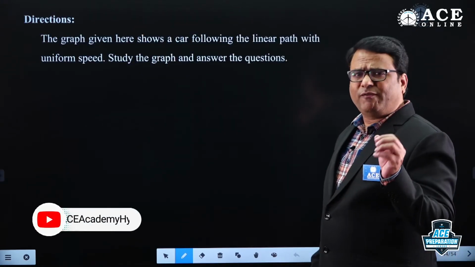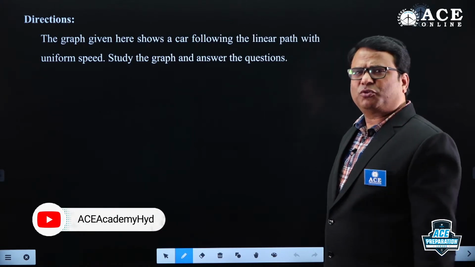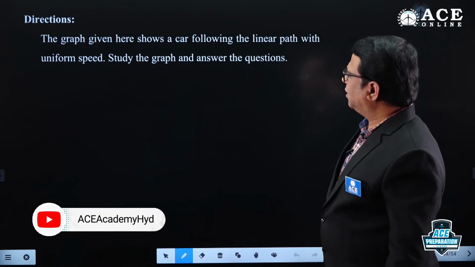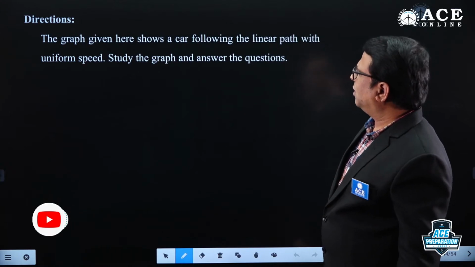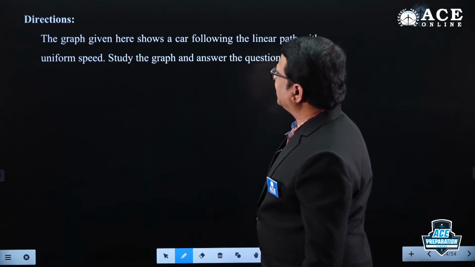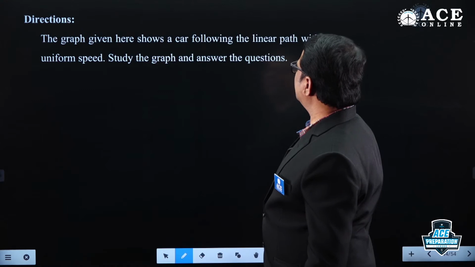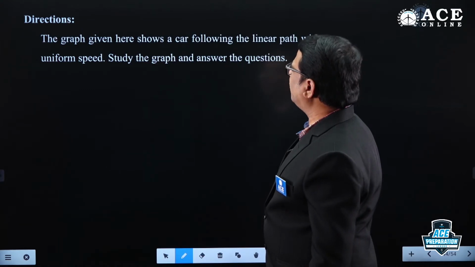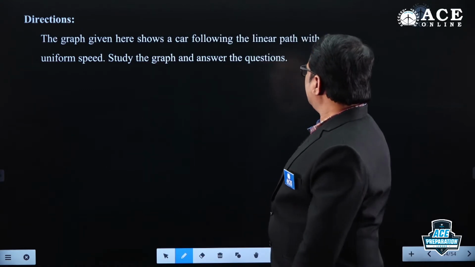Now, we go for the next set of questions. Okay, the diagram is not given in this slide. The graph given here shows a car following a linear path with uniform speed. Study the graph and answer the questions.